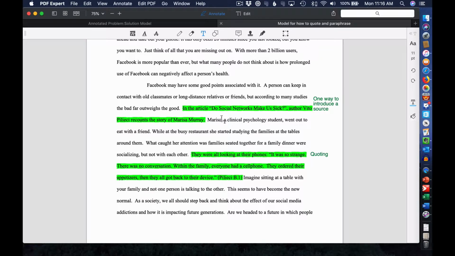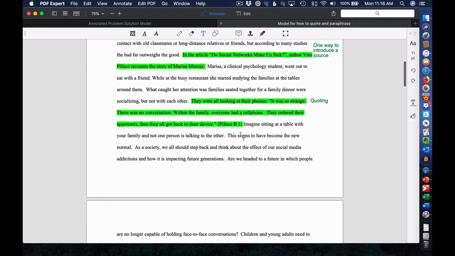One way to introduce a source is to put all of the information up there. So she puts in the article, Do Social Networks Make Us Sick? Author Vito Pellecci recounts the story of Marissa Murray. So it explains who the author is and what the article is. They didn't tell us where it came from, but that information will all be in the works cited later.